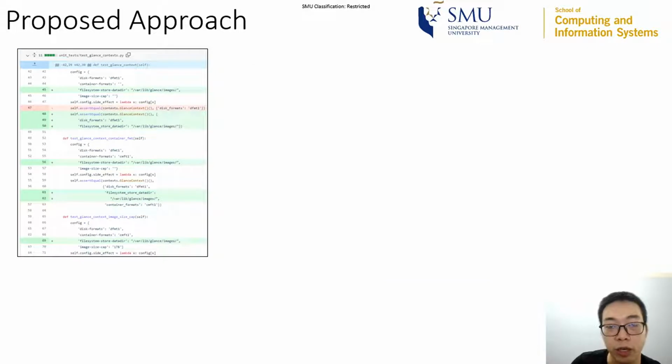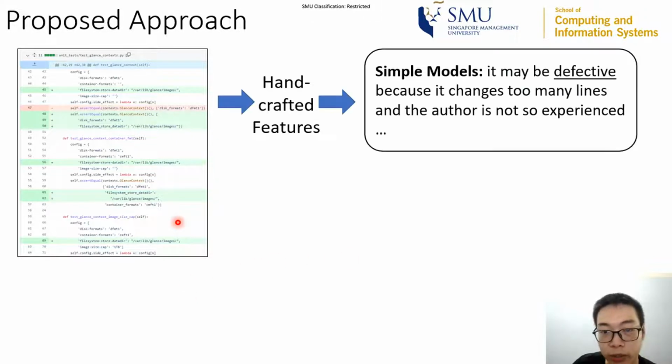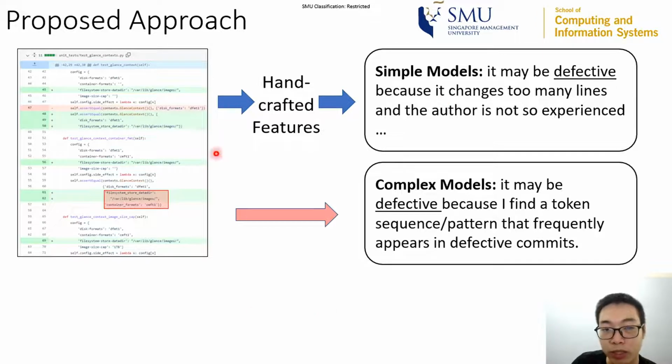Then it comes to our proposed approach. In this section, we want to aggregate simple and complex models in some way. Our general idea is like this. Given a code change, we can extract handcrafted features by the definition of handcrafted features, and we can feed them to a simple model. The simple model may think it is defective because it changed too many lines, or maybe the author is not so experienced. And we can also feed the content of the code change into a complex model.